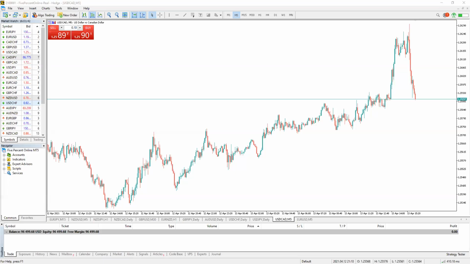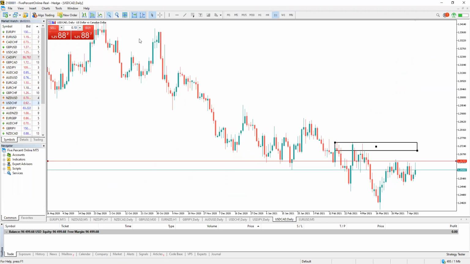Let's start here. I was looking a few minutes ago, before we started. Let me give you my view on dollar CAD and the Euro USD. I was expecting to have a setup here, but I think it's not going to happen.